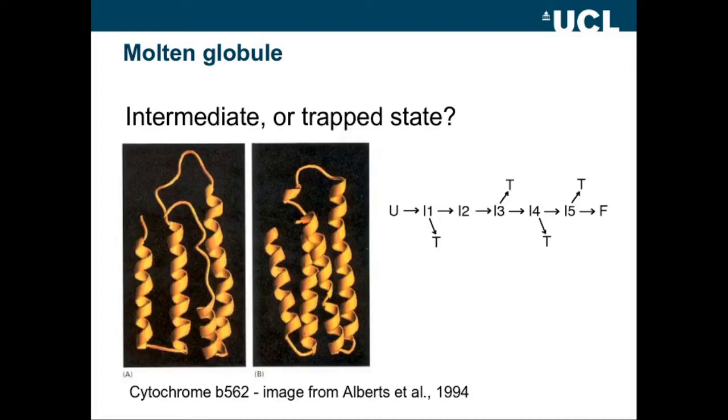So the question then is, are these molten globules intermediates on this pathway, or are they representative of these trapped states? So this is an example of cytochrome B562. This is the properly folded protein on the right, and a molten globule form on the left. You can see that the secondary structures are mostly in place. This alpha helix towards the right isn't properly folded yet, but overall most of the secondary structure is there, and the arrangement of secondary structures is roughly correct.